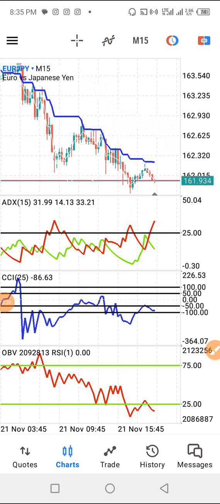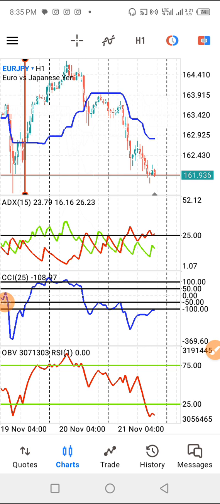Don't forget that if you are going to be using 15 minutes as your entry, your confirmation should be from the H1.